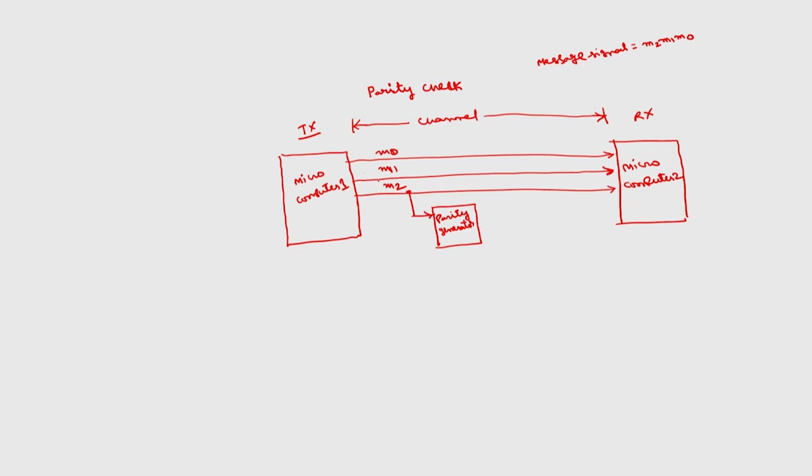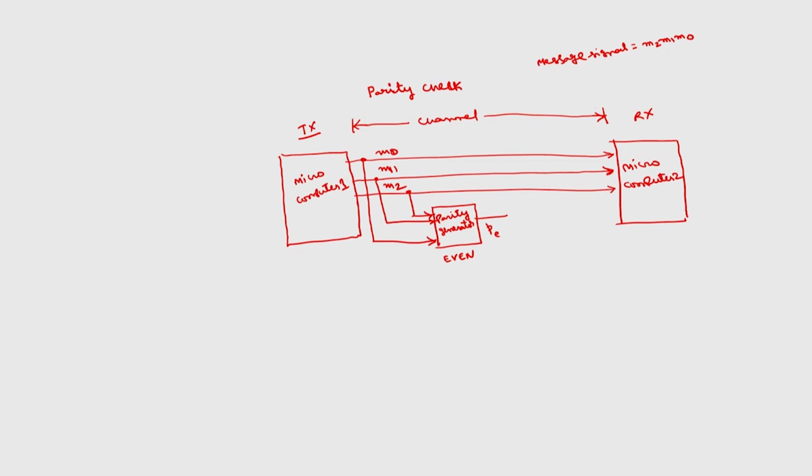The inputs are these 3 message bits, and there will be one output, which is called the parity bit P. We can design this parity generator for either even parity or odd parity. Suppose I want to design an even parity generator, I will call this bit PE. If I want to design for odd parity, I will call it PO. So, how to design this?